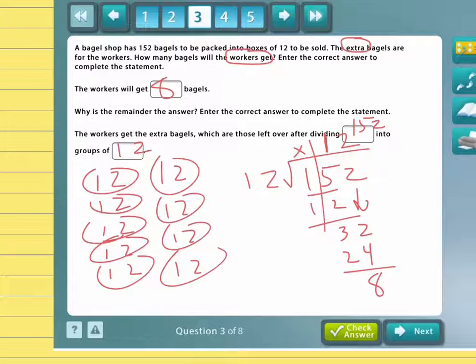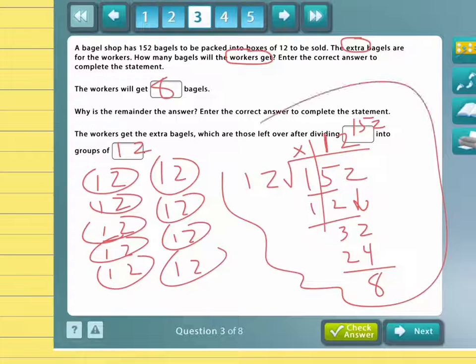Don't be afraid to take your time and draw models of this to figure this out. You can do the shortcut method right here, but actually the better math is to take your time and draw models taking away 12 from a total of 152.